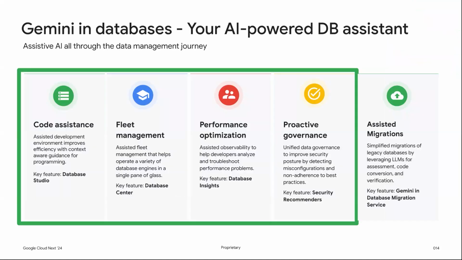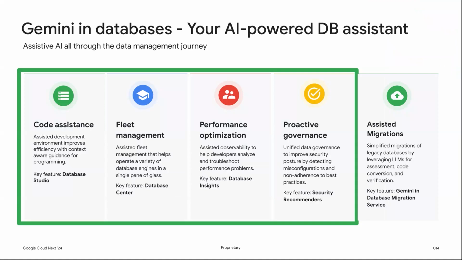So when it comes to Gemini, there are 5 main pillars of this new AI powered assistant that follows you throughout data management. The first pillar is Code Assist. This is all about how Gemini can help you actually write and fine-tune code. And you're able to use it now in a new capability called Database Studio, which allows you to query data stored in your Cloud SQL instance directly from the console.